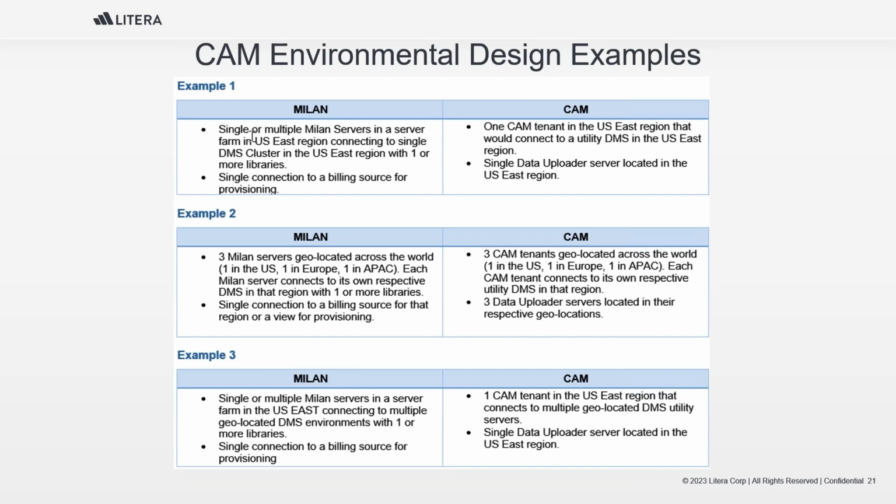You may have one or many Milan servers and 3 different iManage geolocations pulling data from one data source. In this situation, you can have just one CAM tenant that will be reading data from that single source, and that CAM tenant can manage multiple iManage systems. So you don't need to have a separate system for each iManage instance that you have, and that is the same for in cloud or on premise.